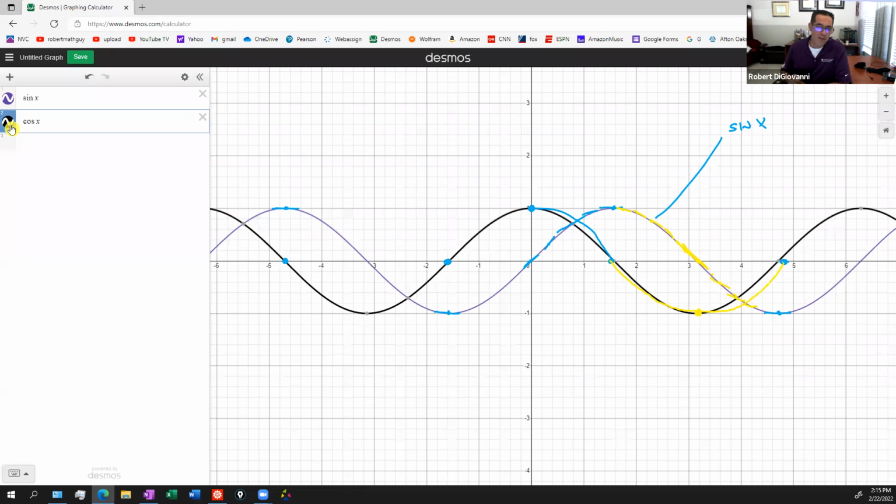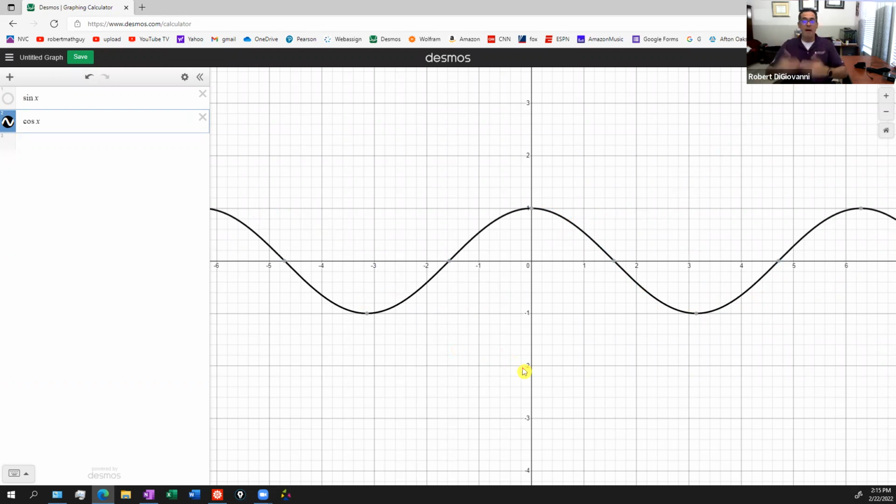What do you think about the derivative of cosine of x? So what if I started with this and I said, go find me the derivative of this? If we followed that same method, we know here, here, here, and here we have slopes that are 0, so we should have x-intercepts on our derivative.